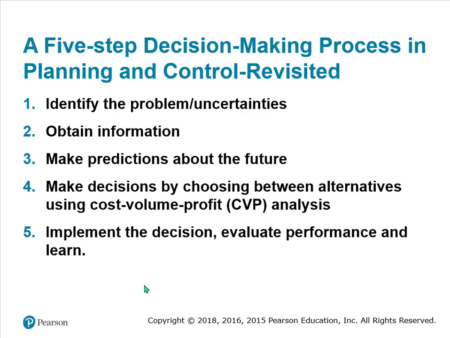Your book likes a lot of 5-step decision-making processes, okay? So, whatever. Identify the problem, get information, make predictions, make decisions by choosing alternatives, implement, evaluate, and learn, okay? The last one is probably the most important part of it.